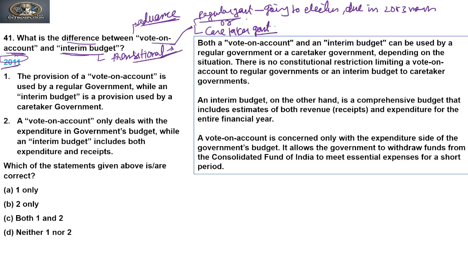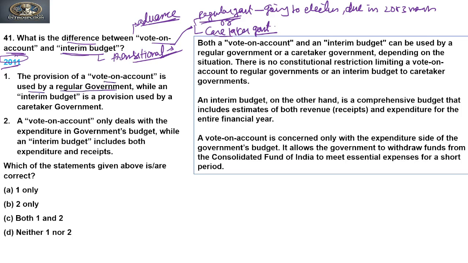If the regular government is there and if election is due, they will not present the full budget. It may be that after elections the government may change, so the government which gets the mandate will present their own budget. So the regular government presents the interim budget. Also it is presented by the caretaker government. Clear?